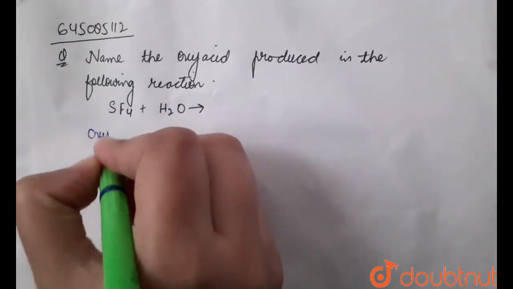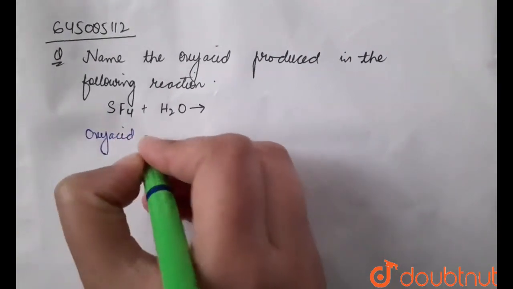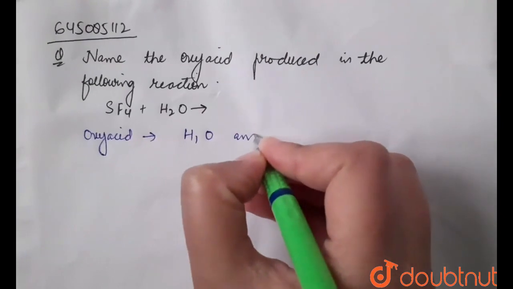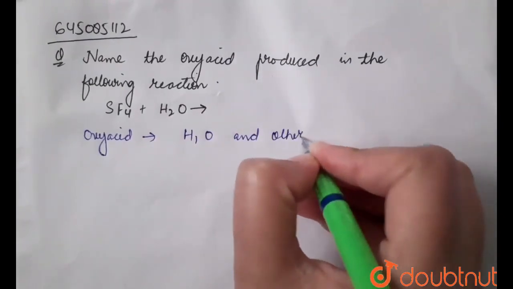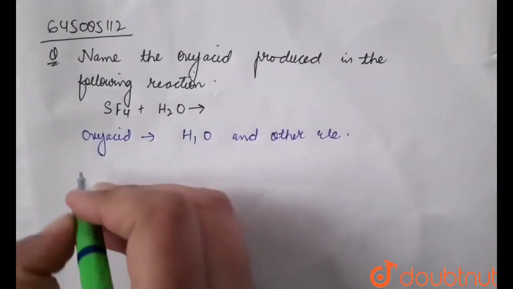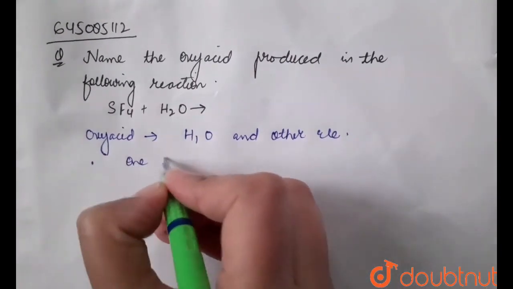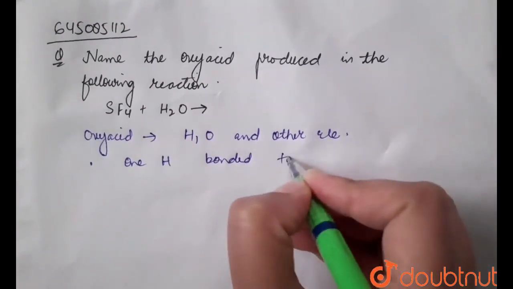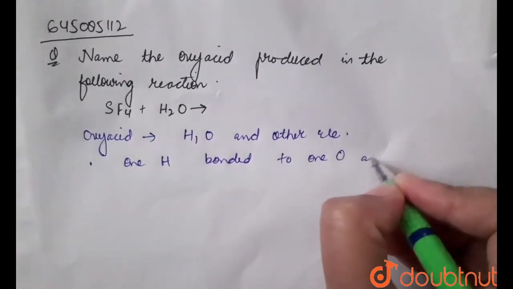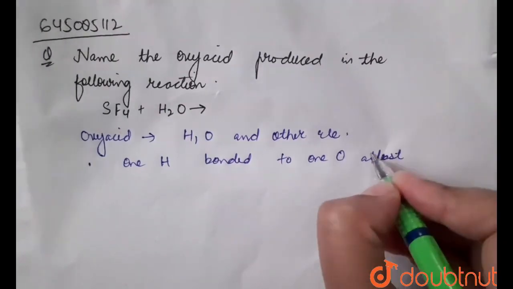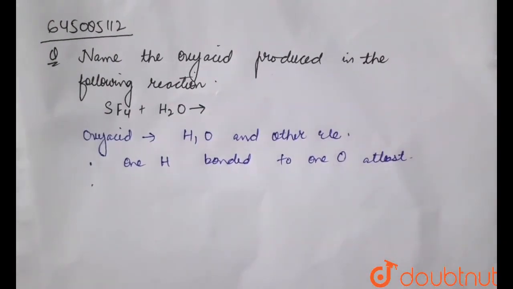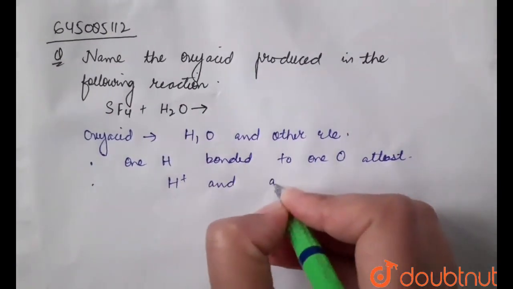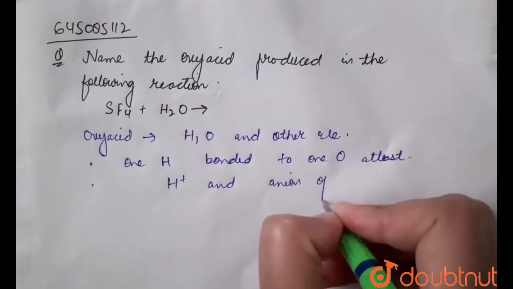Oxyacid. An oxyacid is an acid that contains hydrogen, oxygen, and any other element besides them. In an oxyacid, at least one hydrogen should be bonded to one oxygen. And when the bond between hydrogen and oxygen dissociates, it releases a proton and the anion of the acid.